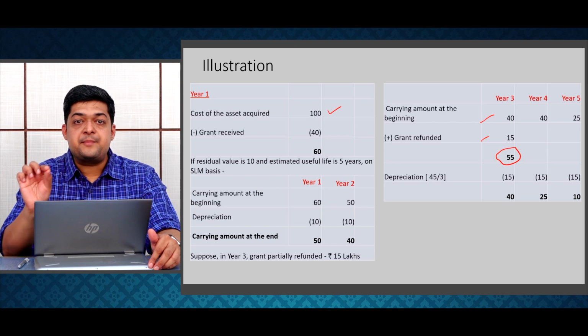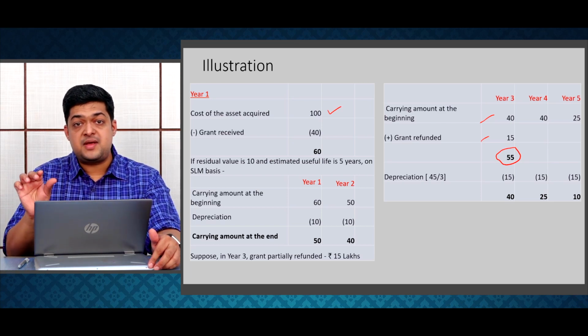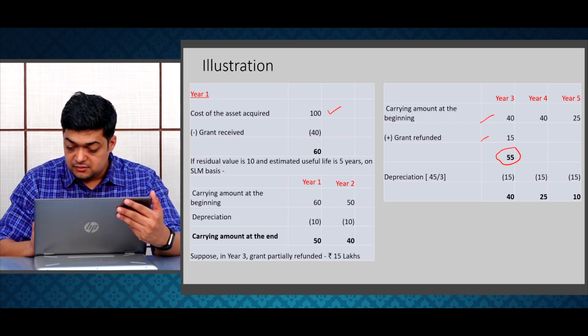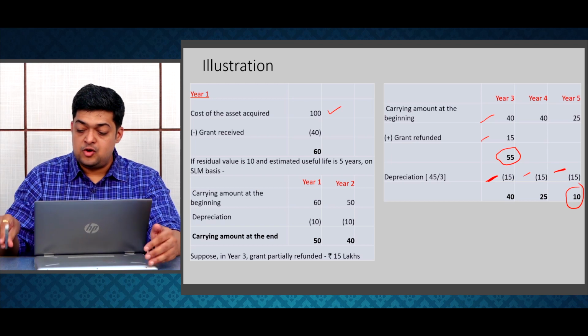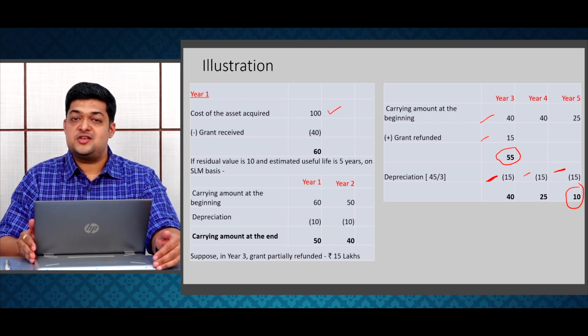So how much is the depreciation every year? 45 divided by 3, because now the remaining useful life is 3 years, that is 15. So I will depreciate 15 for 3 years and ultimately my asset value would get reduced to the residual value, which is 10.